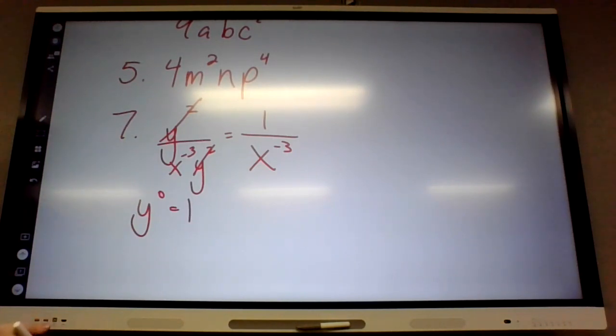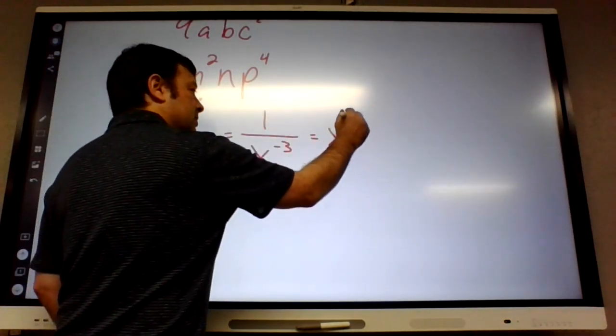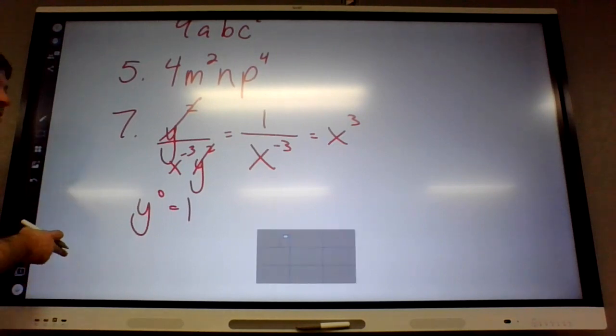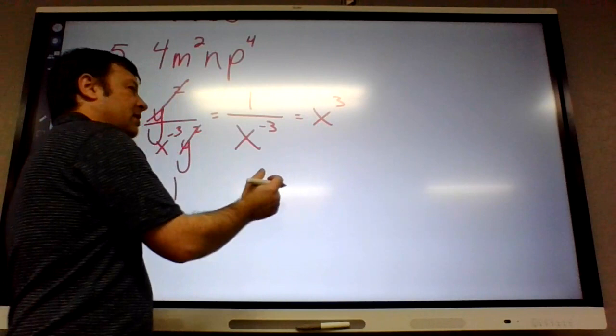What can we do with x to the negative 3 on the bottom though? We can flip. You can put it on the top as x to the 3rd. You could call this x to the 3rd over 1, but it's just not necessary.